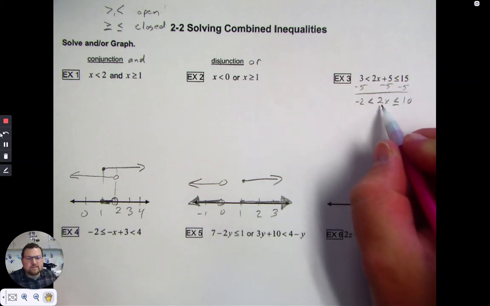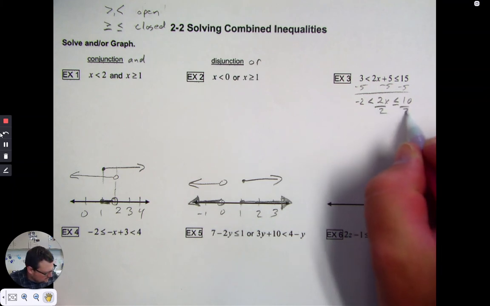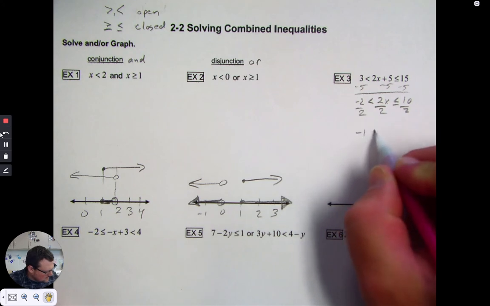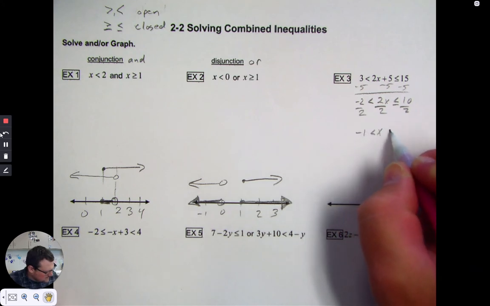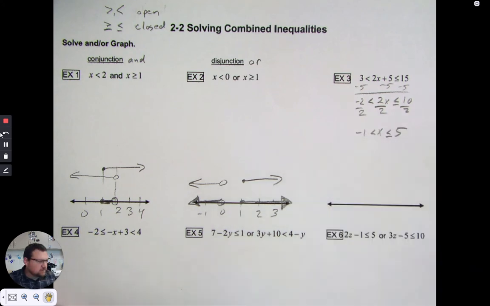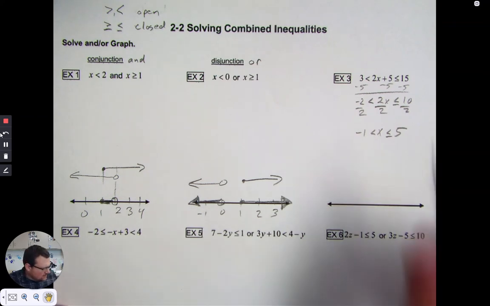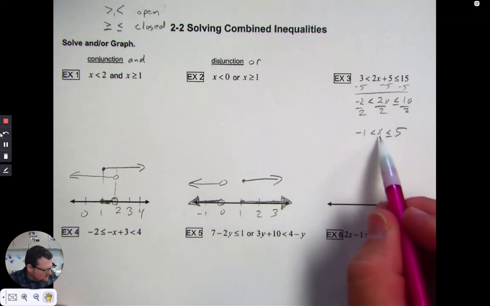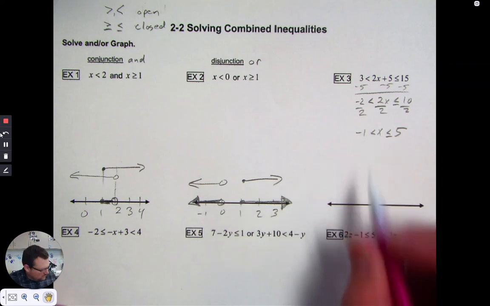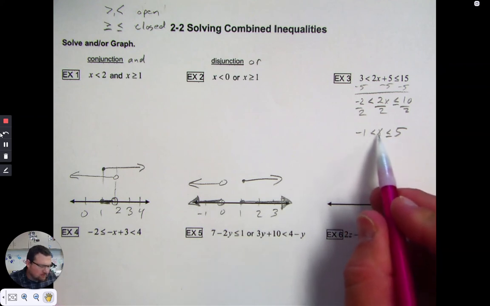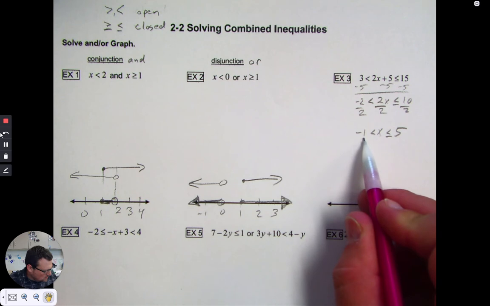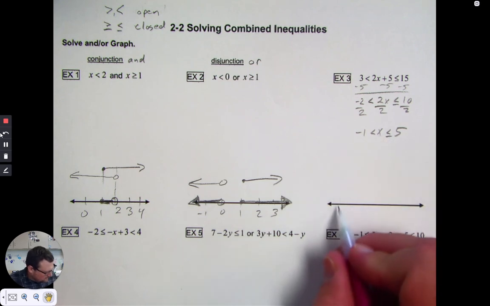Then to get rid of this 2, it's multiplication, so to get rid of it we have to divide. That means I'm going to divide everything by 2. And this is negative 1 is less than x, which is less than or equal to 5. Now, because this is already the and statement, this one works out really well because when you have the x in the middle, then you can just use your open circle, closed circle, and fill it in between.